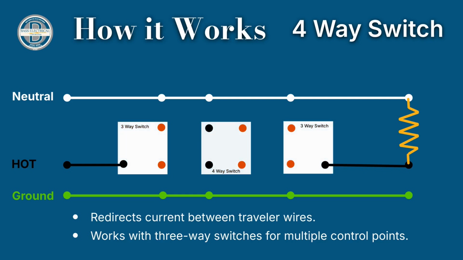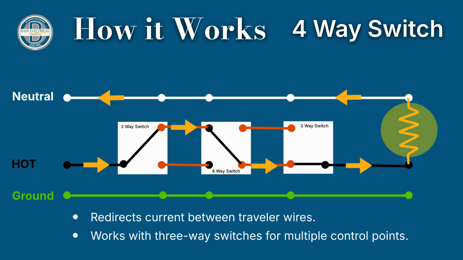A four-way switch redirects the current between two traveler wires. Combined with two three-way switches, it creates multiple control points for the same light. When the switches are toggled, they will open and close the circuits from each location to allow the flow of electricity, giving you multi-location control.